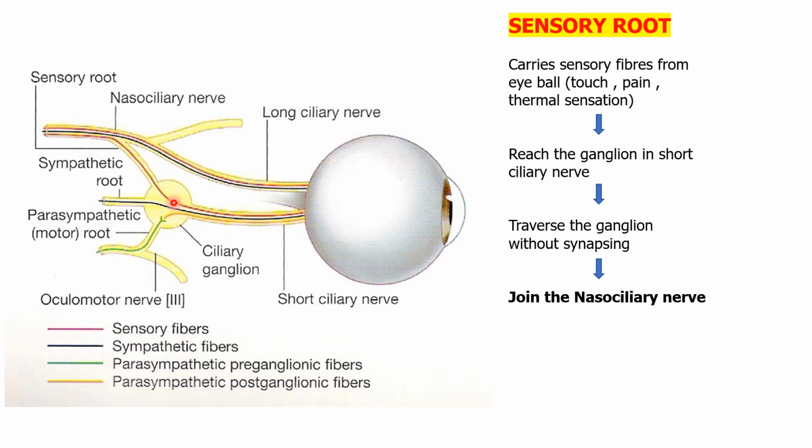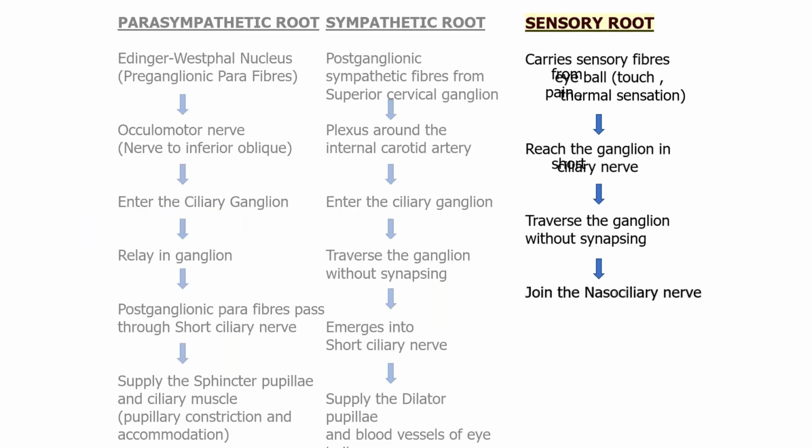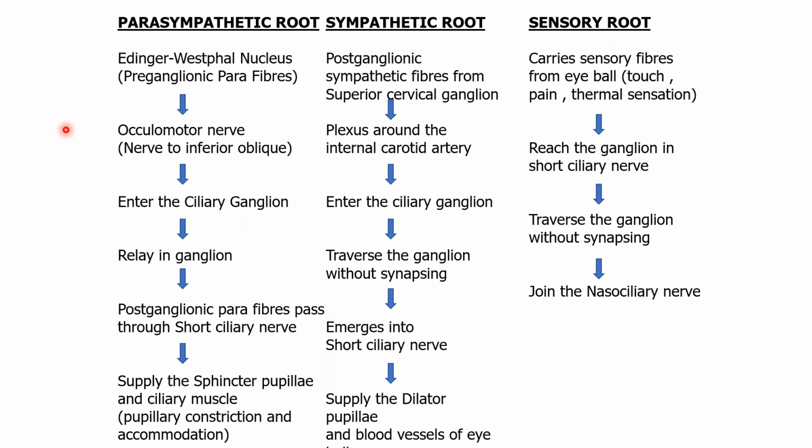This is the sensory fiber. They reach the ganglion in the short ciliary nerve and then traverse the ganglion without any synapse. You can see it is not making any synapse, and then it joins the nasociliary nerve. So through this pathway, all these sensations from the eyeball are carried through the short ciliary nerve into the ciliary ganglion without any synapse, and join the nasociliary nerve. This is the sensory route of the ciliary ganglion. So all these three routes you should learn by heart, which come as the connections of the ciliary ganglion.